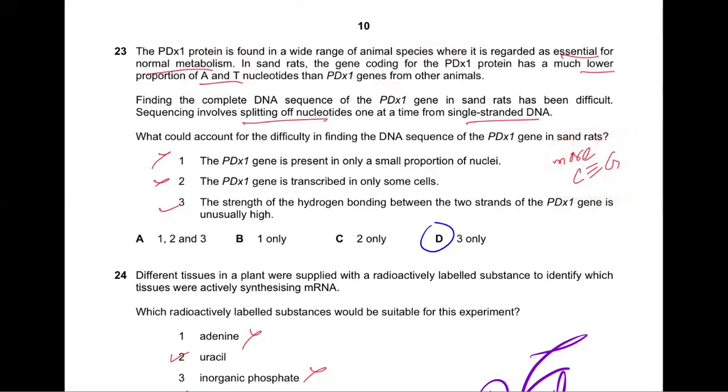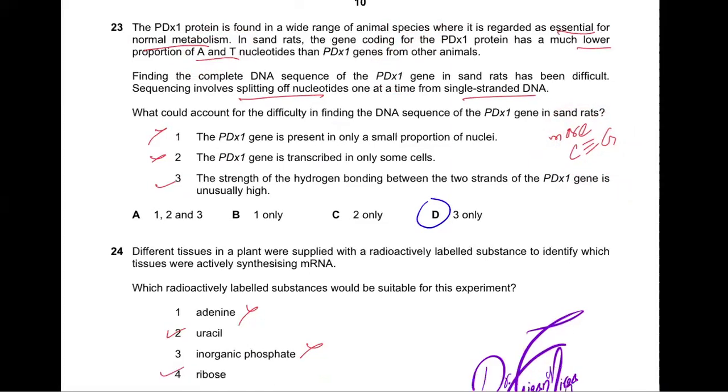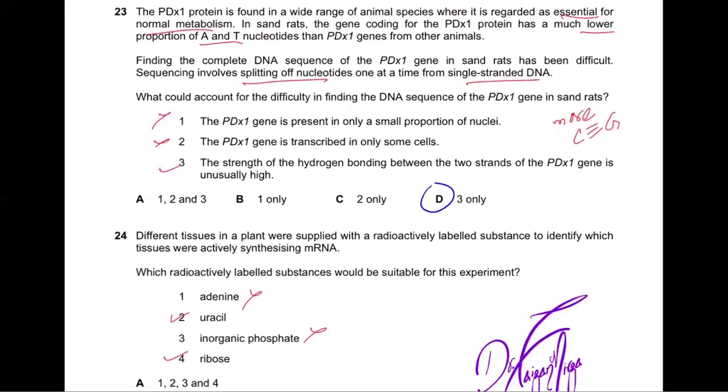Finding the complete DNA sequence of this gene in sand rats has been difficult. Sequencing involves splitting off nucleotides one at a time from single-stranded DNA. What could account for the difficulty in finding the DNA sequence of the PDX1 gene in sand rats? PDX1 gene is present only in small proportion in the nucleus. No, there's no such evidence provided to us for why sequencing this particular gene can be difficult. This statement doesn't align with the information provided.